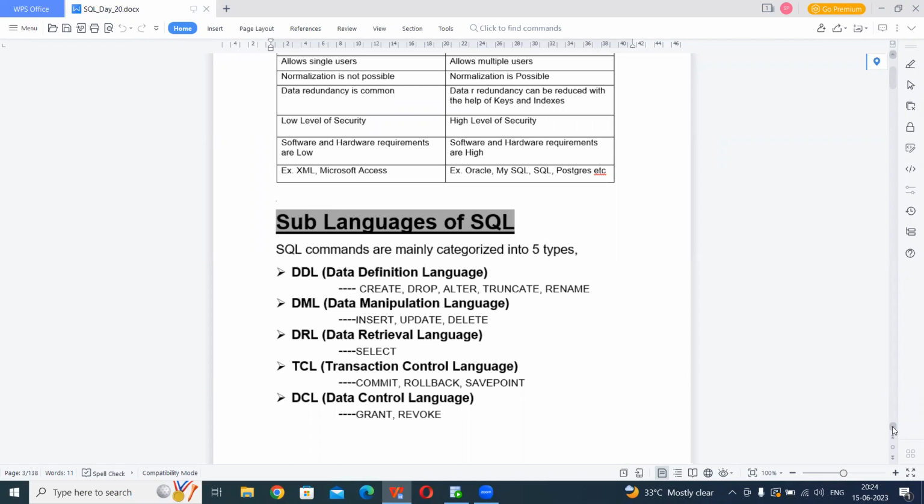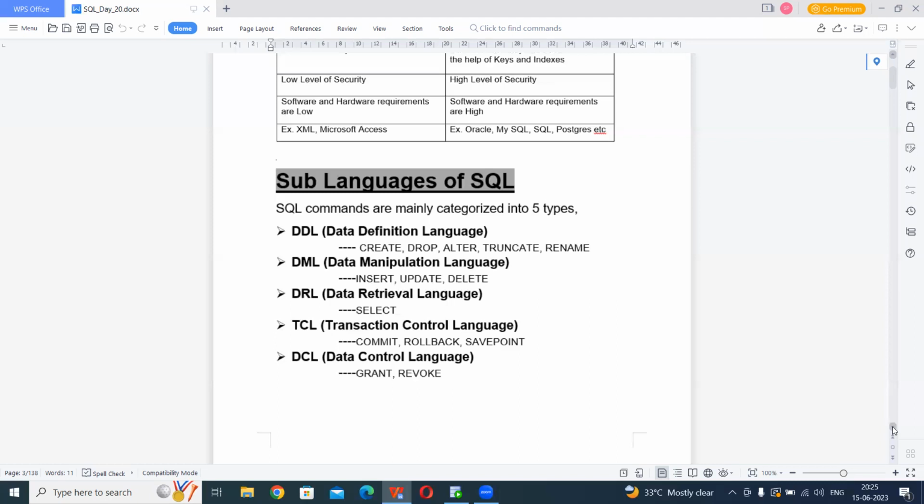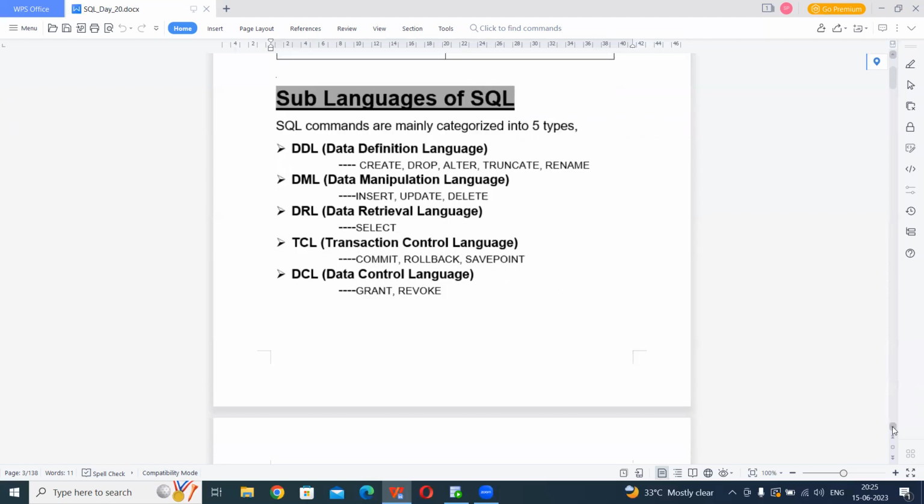Then coming to the next language, we have TCL. TCL stands for Transaction Control Language. The commands that fall into the category of TCL are commit, rollback, and savepoint. And then the next language we have is DCL. DCL stands for Data Control Language. The commands that fall into the category of DCL are grant and revoke. So guys, these are the sublanguages of SQL. In the later classes, we'll discuss them more clearly.